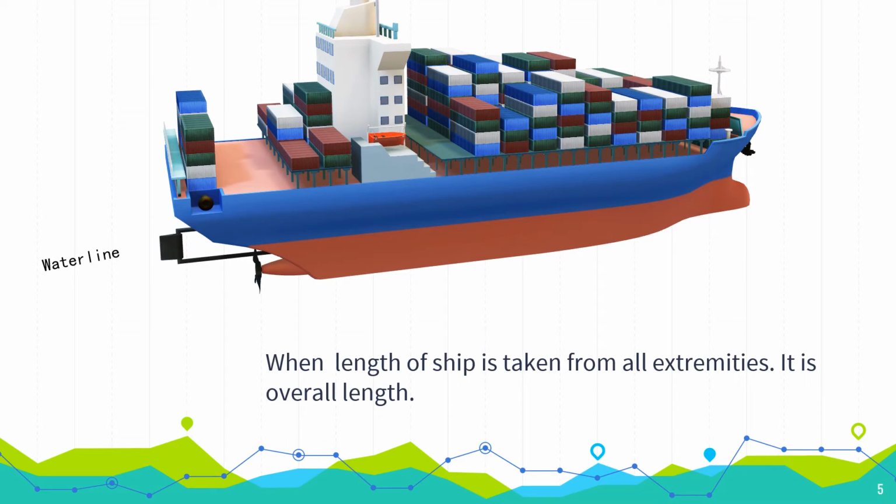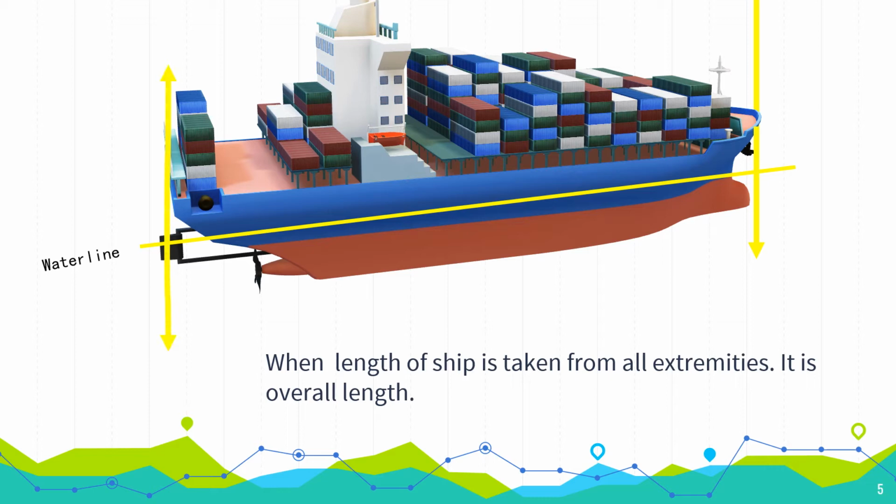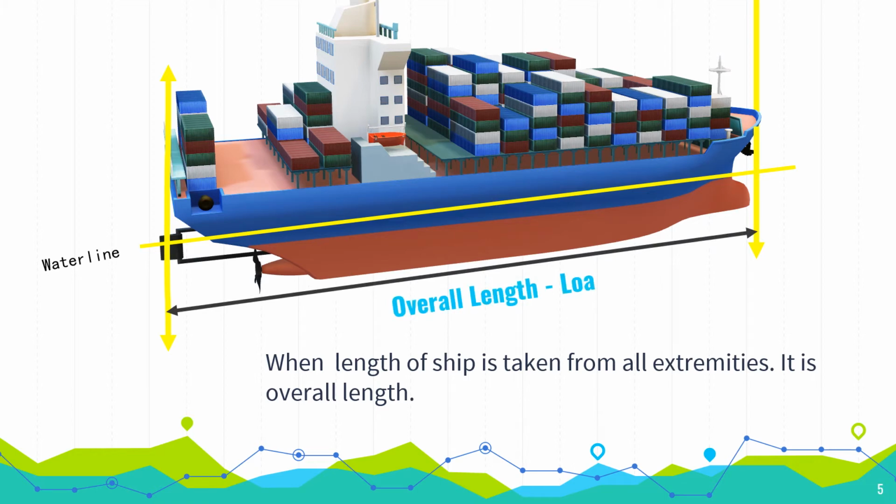Now talk about the overall length of ship. This is water line. This is the extreme forward perpendicular, and this is the extreme aft perpendicular line. So the length between these lines is known as overall length of ship. So go to its definition: when length of ship is taken from all its extremities, it is overall length of ship.